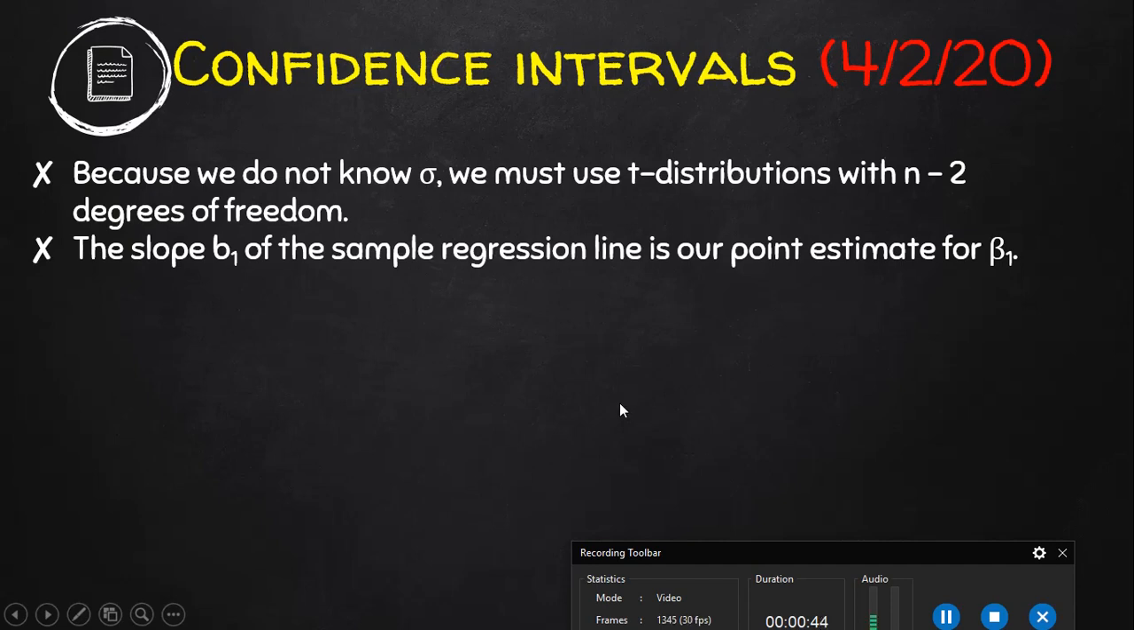So in our original regression line, we used b1 to represent our slope. This is going to be our point estimate for beta 1. So we'll still use that from the sample, but it's going to be our unbiased estimator for the regression slope.